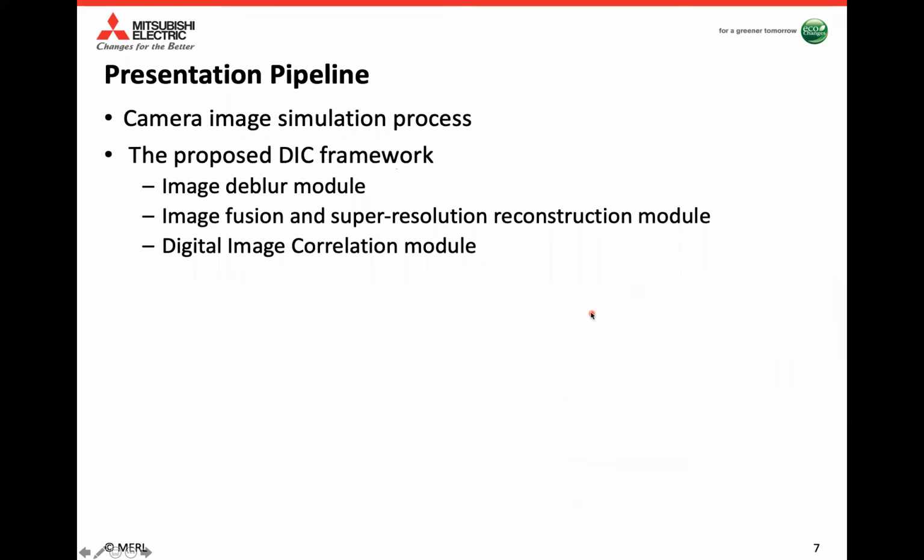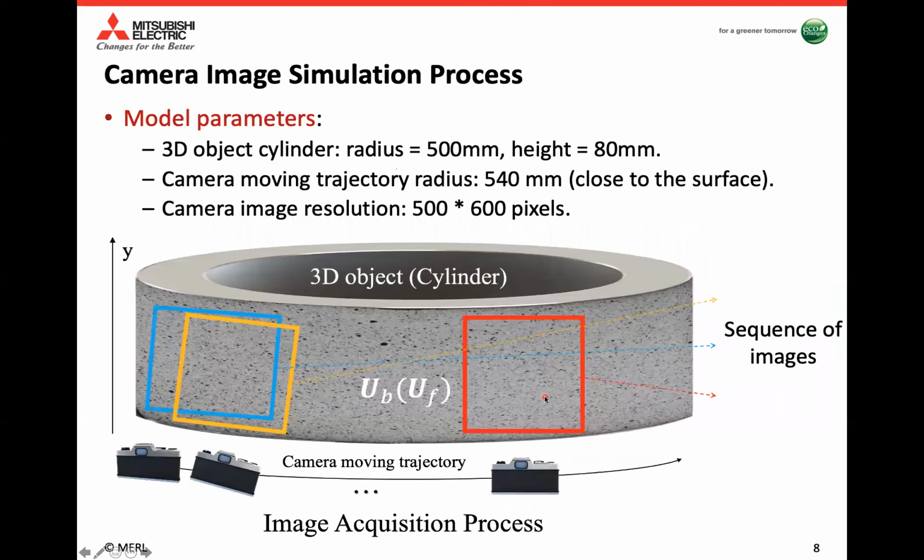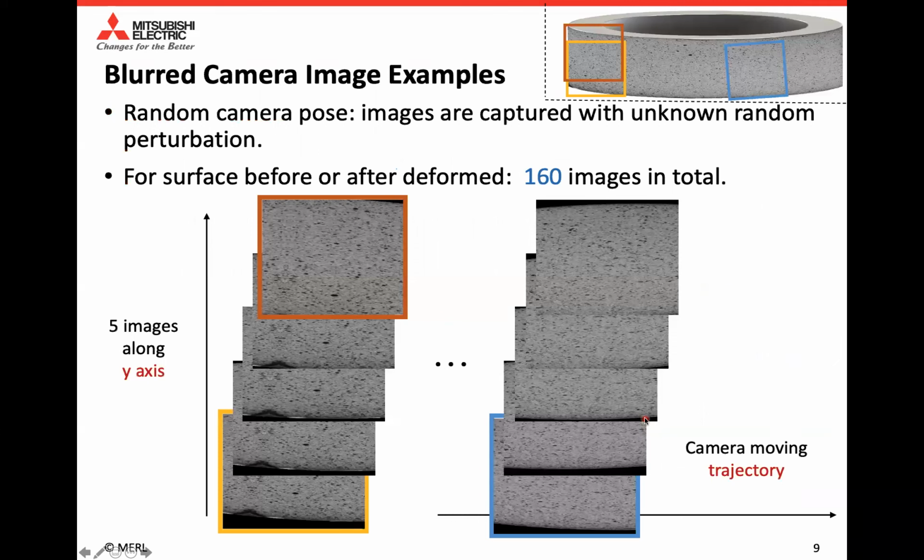In this presentation, we will first introduce the process of image simulation. Targeting a cylinder surface in this work, we have a sequence of images by moving the camera around the surface. The blue, yellow, and yellow-red regions will be covered by different images in the sequence. The camera pose is unknown for each image, since there is some unknown random perturbation.